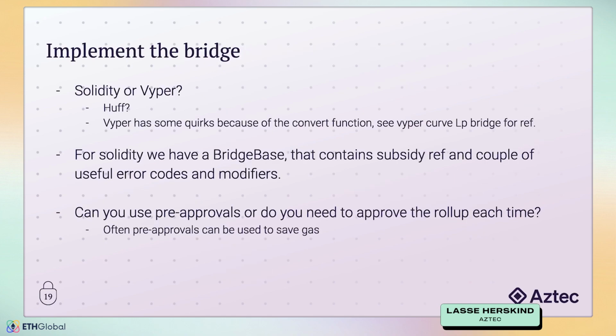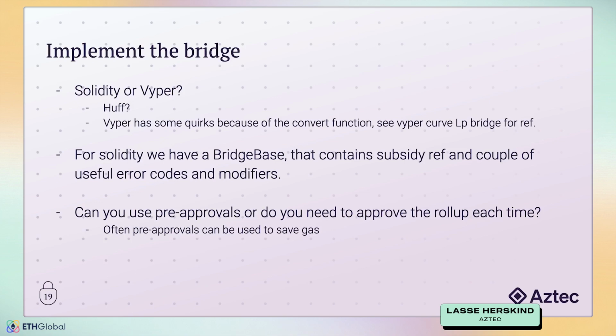When we want to implement the bridge, we just need to figure out what language we would like to implement it in. Solidity, Vyper, Huff, if you're into that. If you want to implement it in Vyper, be aware there's a couple of quirks because our execute function is called convert, which is a keyword in Vyper. So if you look at the Vyper Curve LP bridge for reference, you will see that we have brute forced a selector or a function name that will hit the same selector.